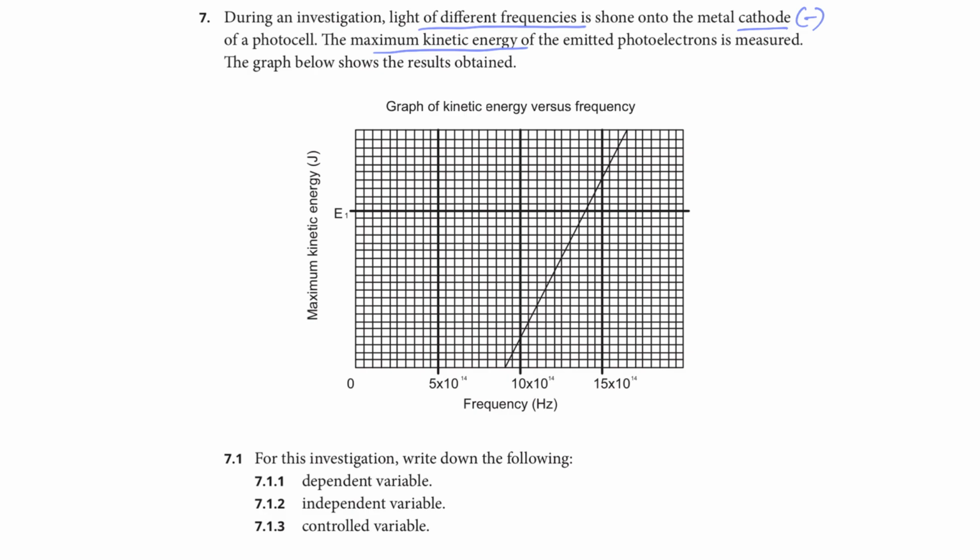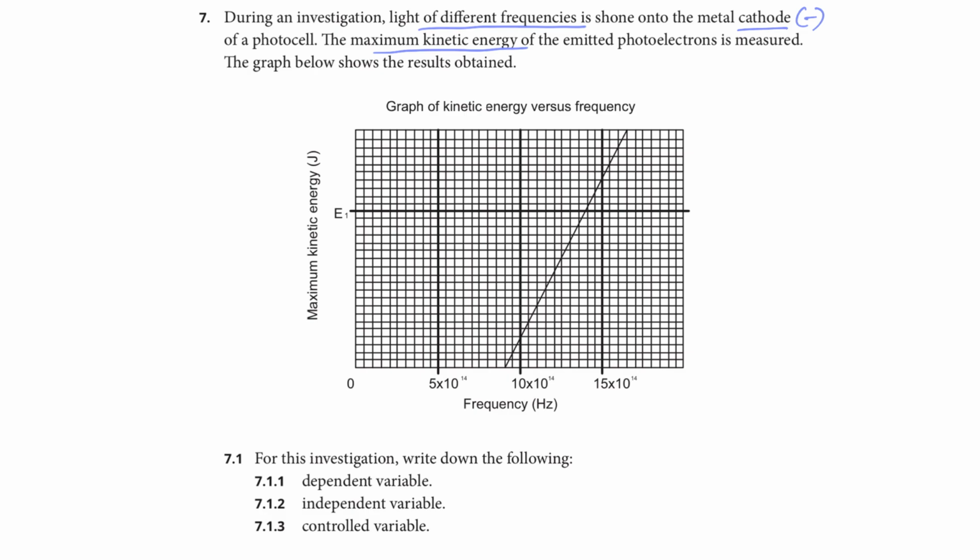Alright, so we've got our graph over here, and now we have to answer the questions that they've given us. We can see there is an x-intercept on our graph, so we already assume that they're going to ask us to work out some of these things. Alright, the first question says, for this investigation, write down the dependent variable.